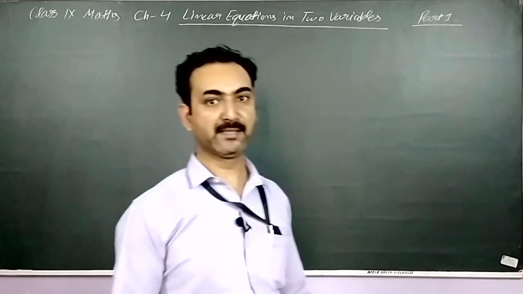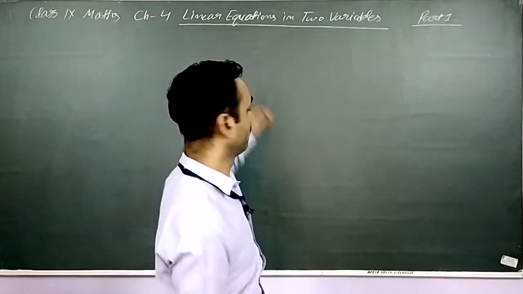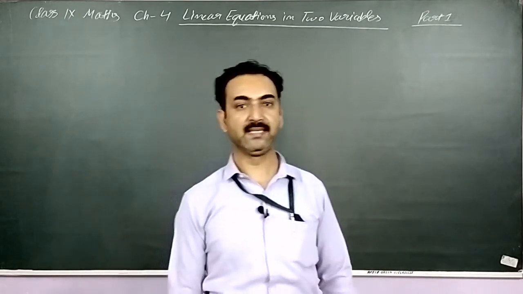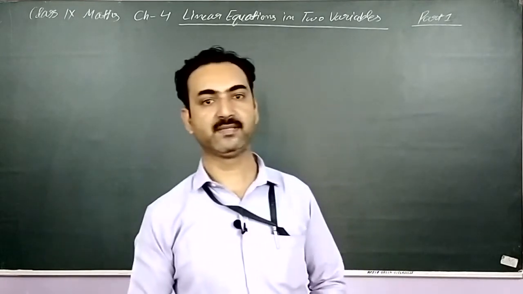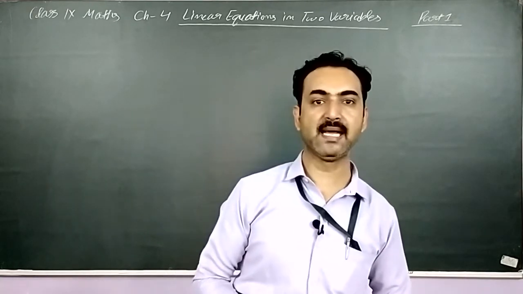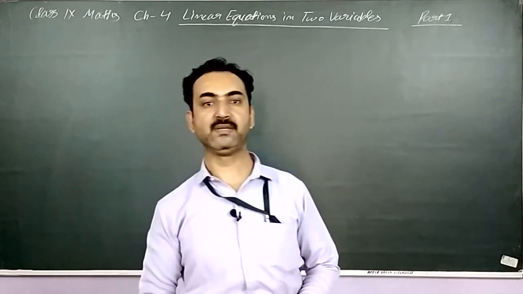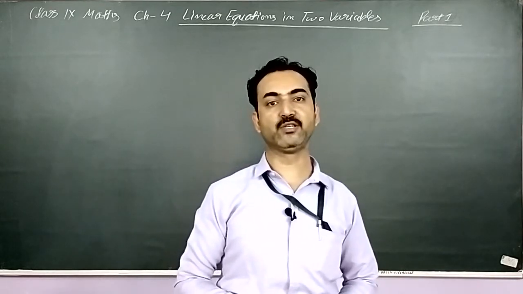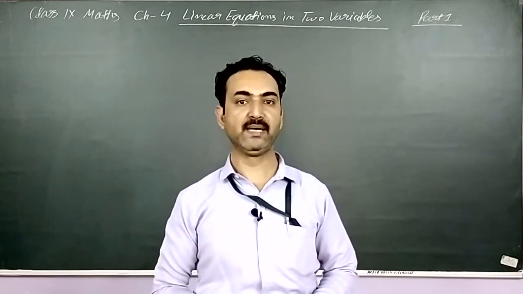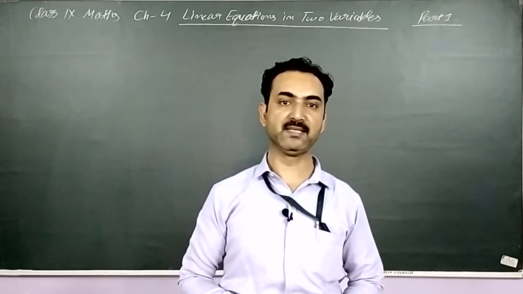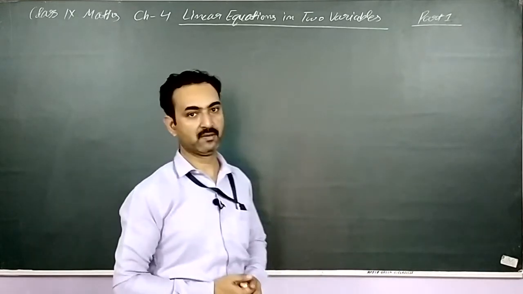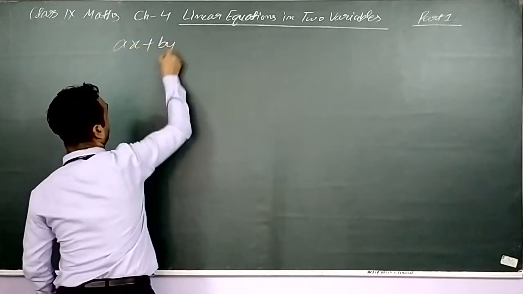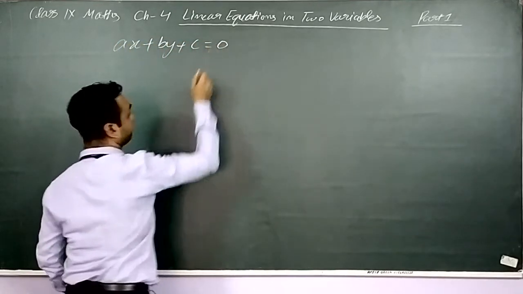Okay, good morning students. So today chapter number 4, linear equation in two variables. Before starting this chapter we have to revise some topics, some basics like algebraic expression. ax plus by plus c equals to 0 is the standard form of linear equation in two variable, which is made by the algebraic expression equations. So first of all, ax plus by plus c is equals to 0.